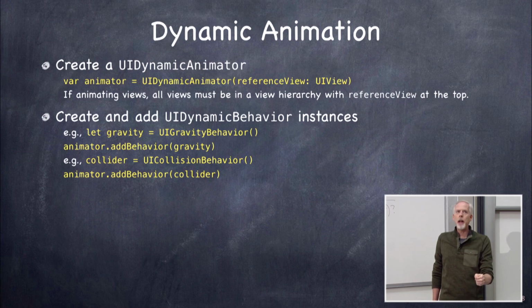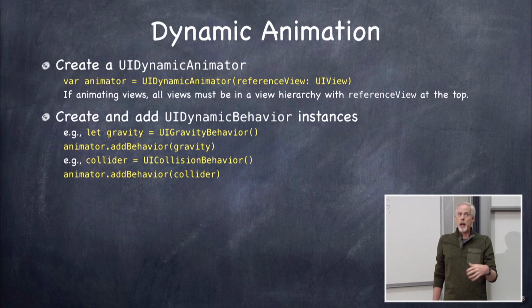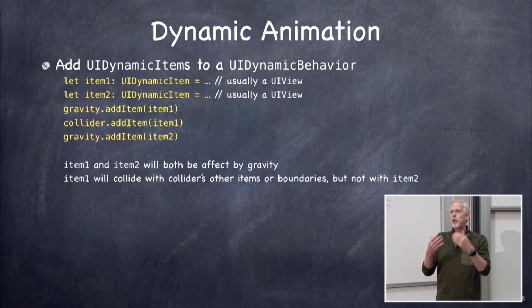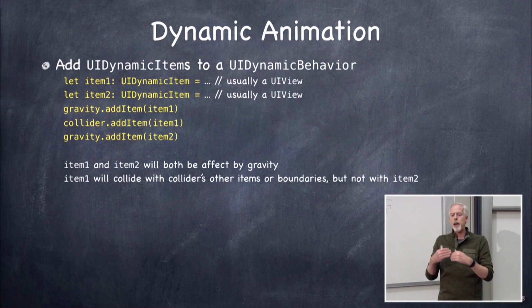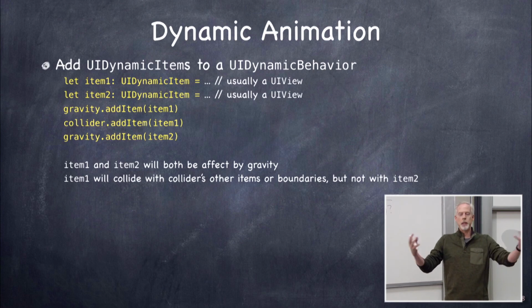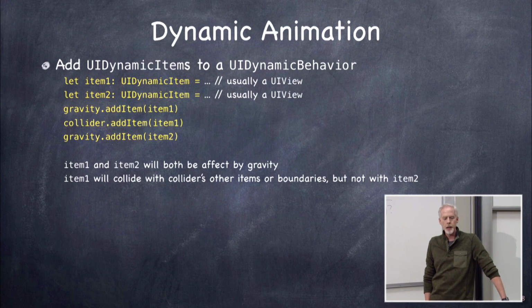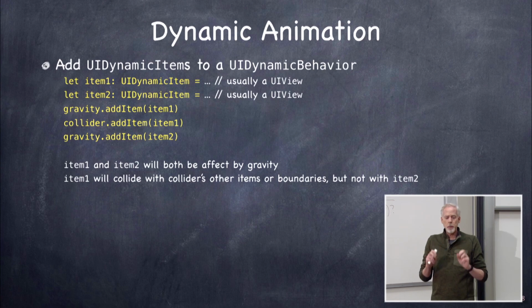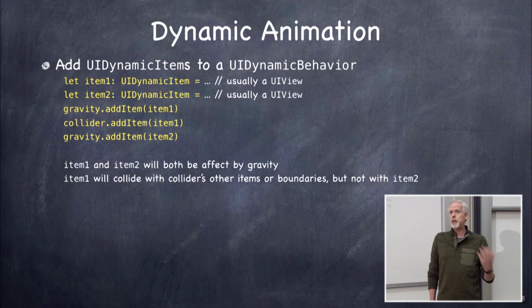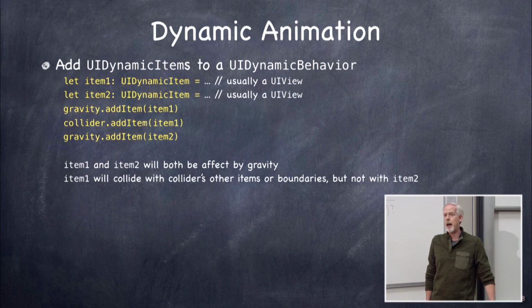Now, as soon as you add that behavior, the animator will start enforcing that behavior, whether it's gravity or collisions or whatever. But there are no items yet being affected by the behaviors, so step 3 is to add items to the behaviors. So create an animator, add behaviors to the animator, now add items to the behavior. The instant you add an item to a behavior, it will start being affected by that behavior, assuming it's in an animator. UIViews are the items here, but actually it's any object that implements the protocol UIDynamicItem, which doesn't have to be a view. I'm going to show you that protocol in a second. But UIViews are 99% of the time what we pass as items to these behaviors.